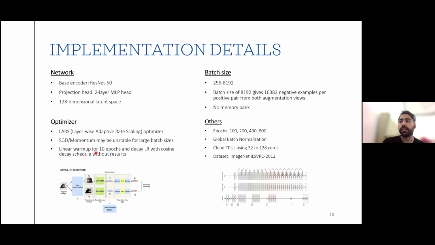And then they use a linear warmup for 10 epochs and decay the learning rate with a cosine decay scheduler without restarts, which was implemented, I think, by Hutter in some of the papers.